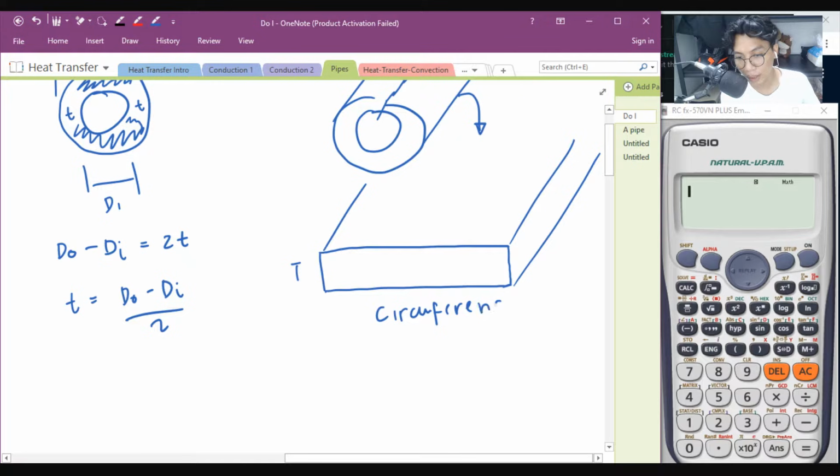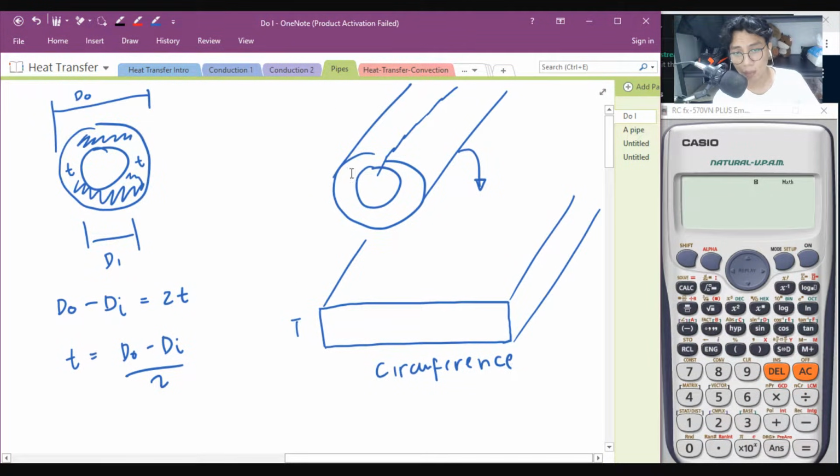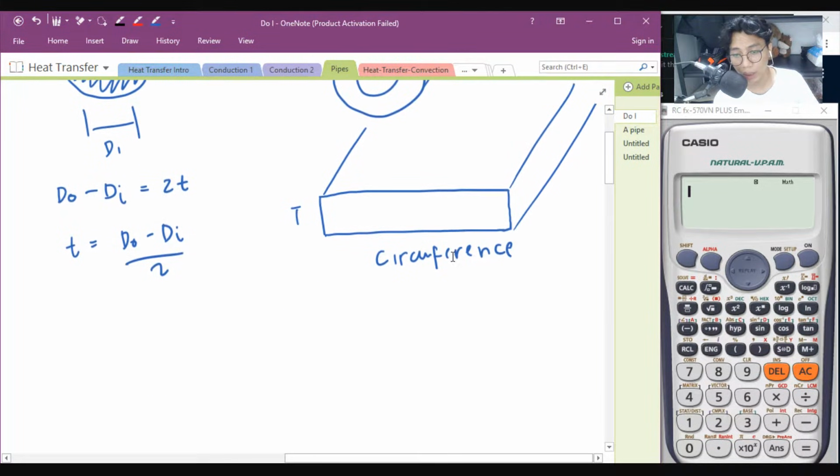Circumference of what? That is the circumference of your outer boundaries. Well, that is given by the formula pi d. Yung circumference yan. Or simply, that is 2 pi r. Okay? Yan. Yan na tayo.